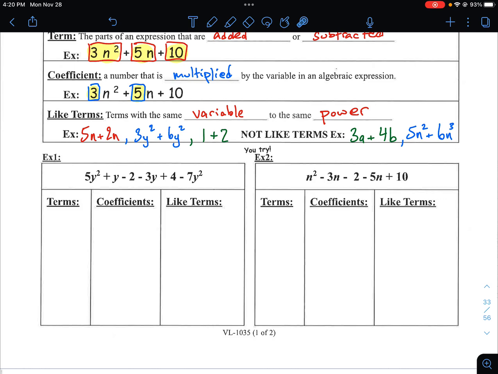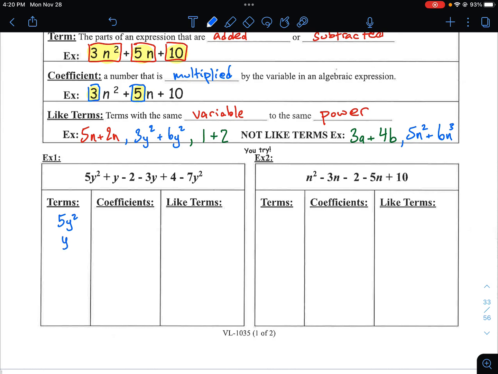So what are my terms here? Well, if I want to look at my terms, let's take a look. My terms are 5y squared plus y minus 2 minus 3y plus 4 minus 7y squared. What are my terms? My terms are 5y squared. I also have y. I also have 2. So this is a term, and this, and this, and this, and this, and this. And 3y, and 4, and 7y squared.